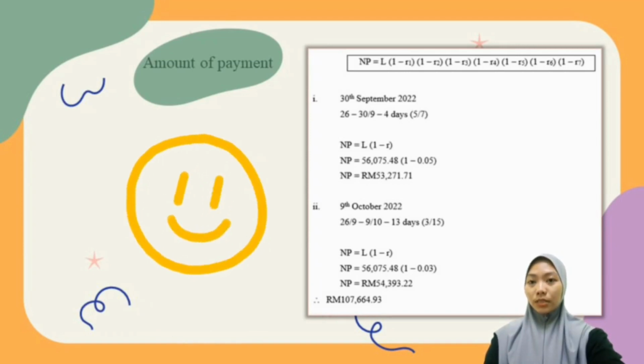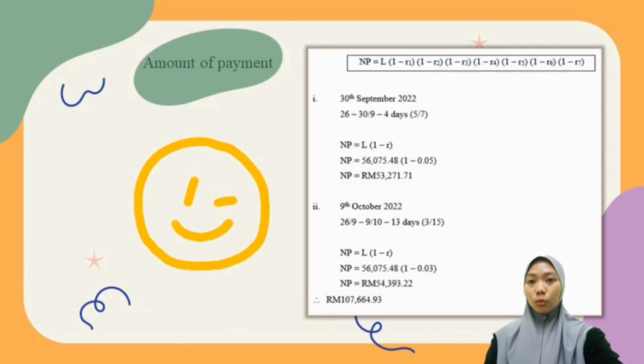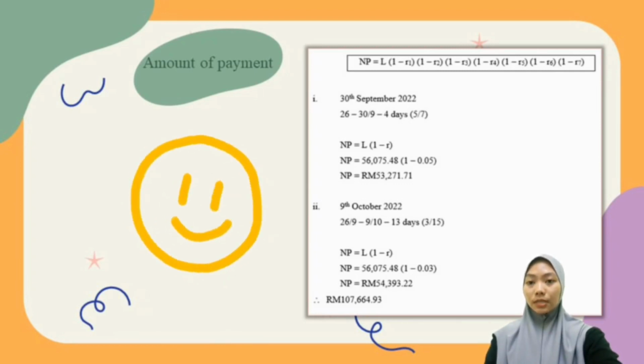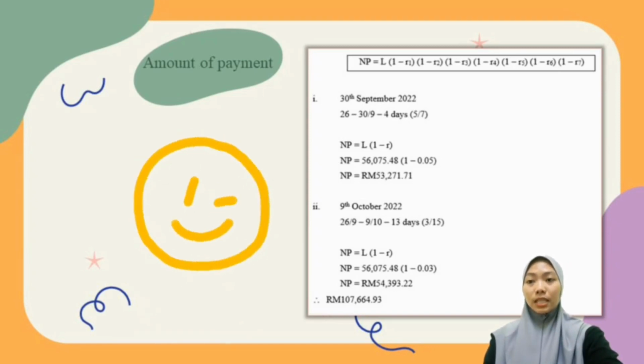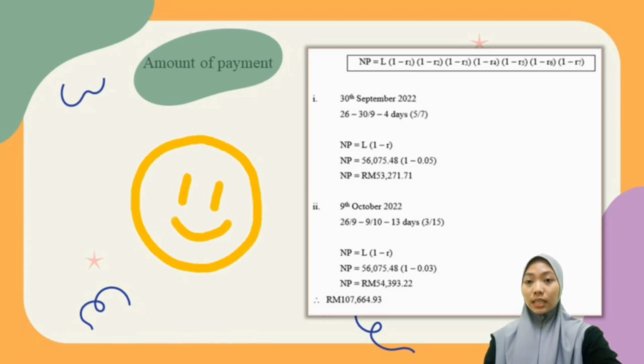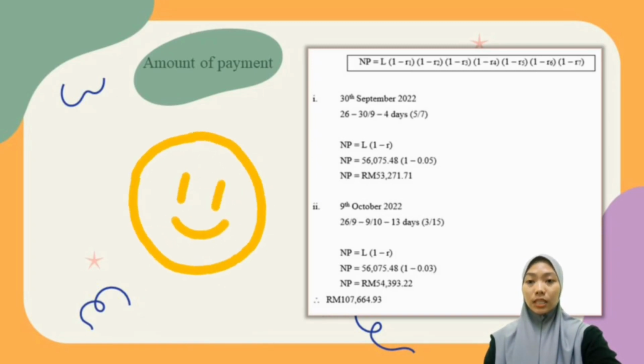The hydraulic plane shoe cutting machine was listed at a price of 56,075 ringgit 48 cent and received an invoice dated 26 September 2022 with terms 5/7, 3/15 and n/30. If the invoice is paid on 30 September 2022, the company gets a 5% discount with 53,271 ringgit 71 cent paid. Besides that, if the company paid on 9 October 2022, the further discount the company can get is 3% with 54,393 ringgit 22 cent paid. So the payment that supplier A will receive is 107,664 ringgit 93 cents.